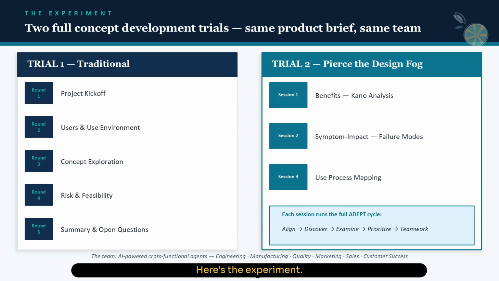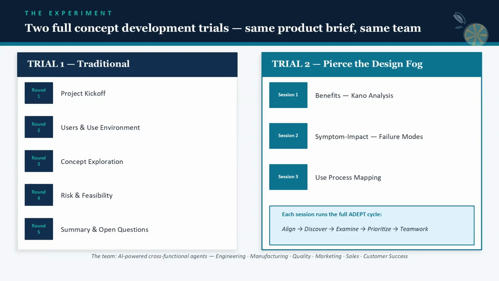Here's the experiment. 2 complete concept development trials, same product brief, same team composition. Trial 1 used a traditional method, which are 5 structured rounds from project kickoff through risk and feasibility. Trial 2 used the Pierce the Design Fog method with the ADEPT Team Framework. 3 sessions, each working a different lens: benefit impact, symptom impact, and use process.